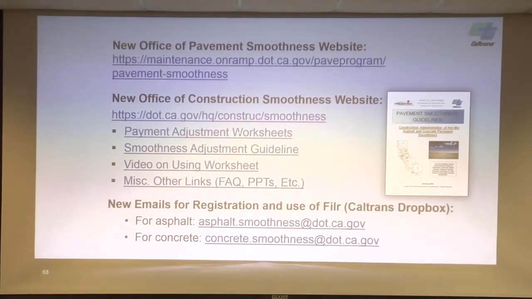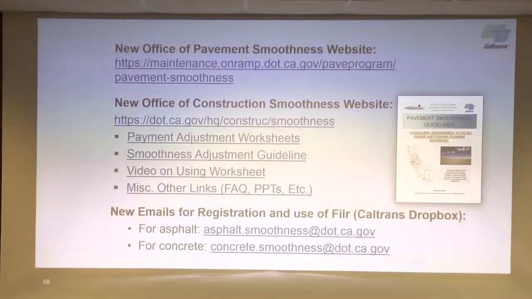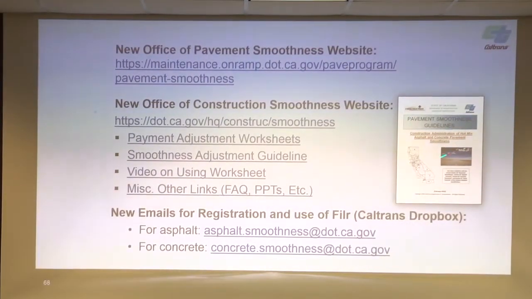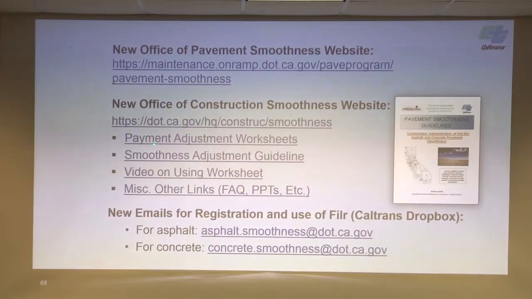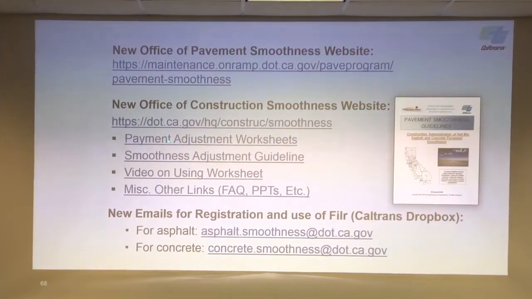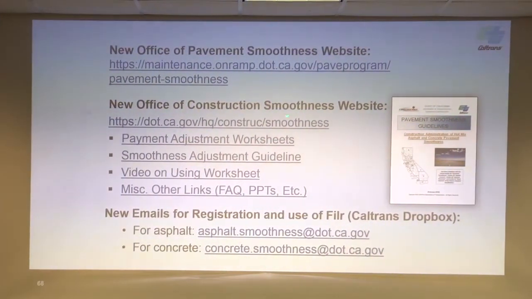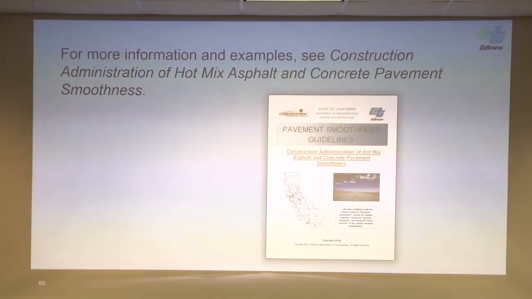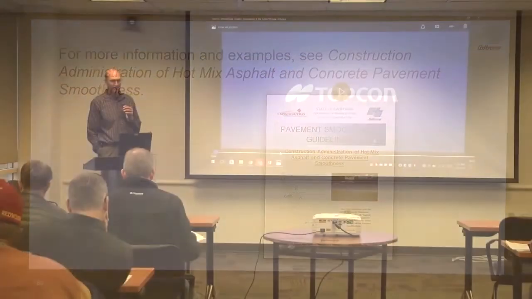On that, you'll find the pavement adjustment worksheet for HMA. Soon you'll find the concrete and the grind existing concrete. These smoothness adjustment guidelines, we're putting these out, and these are going to probably be out within the week. We're just going through some final edits on it. There's a video online right now for how to fill this payment adjustment worksheet out. It's basically going through all the steps a contractor will go through. So that's online. There's other links in there. For more information, we'll have this construction administration guideline. All right, we'll go ahead and get started.